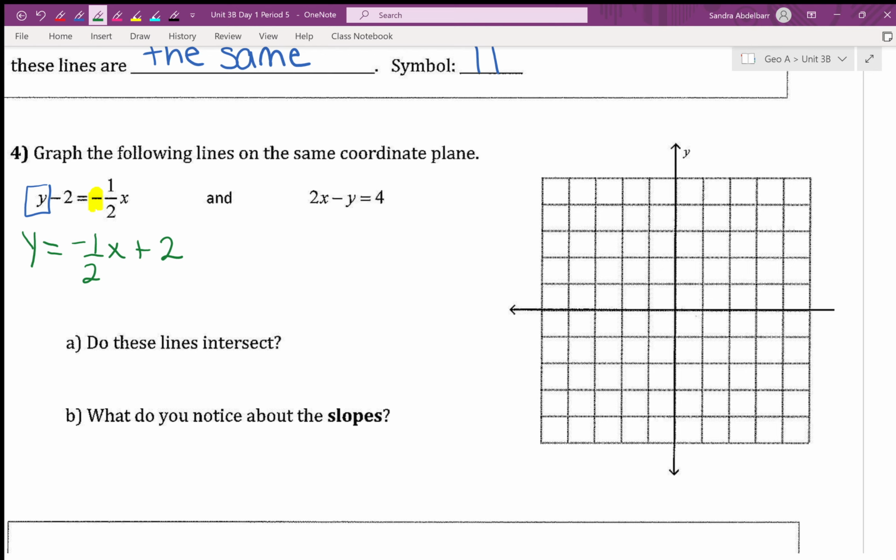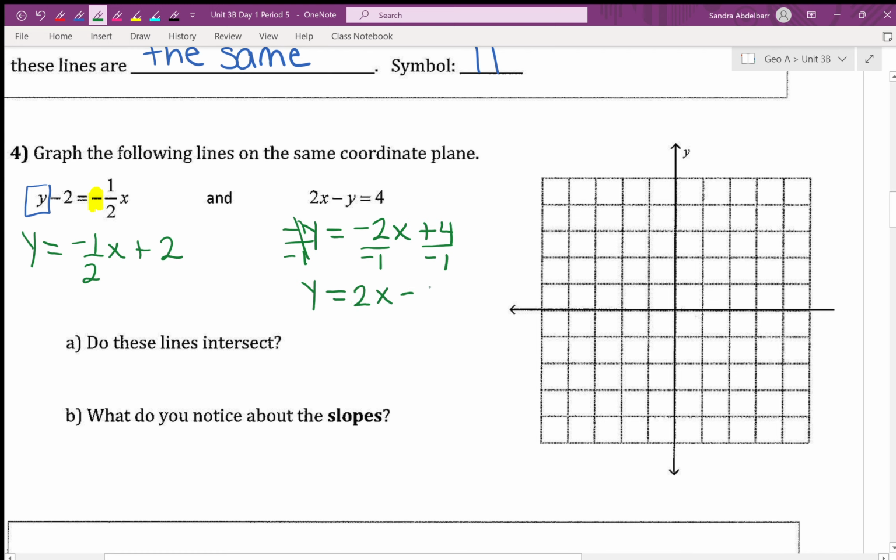In the second problem, the 2x minus y, if you move the 2x, negative y equals negative 2x plus 4, right? And then what do you do after that? You have to get y by itself. Isn't y already by itself? Or do you do negative? You divide by negative 1, exactly. So it would be y equals a positive 2x minus 4. Those are our two equations.